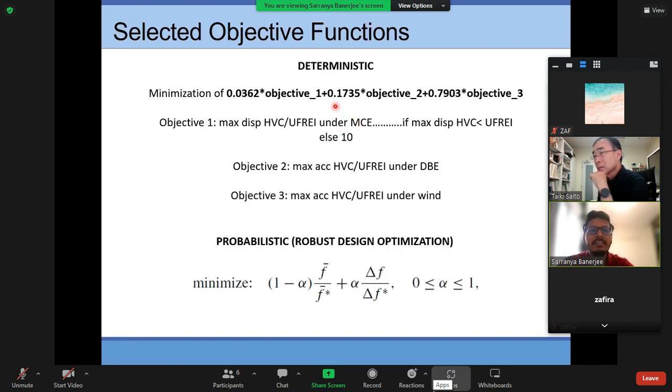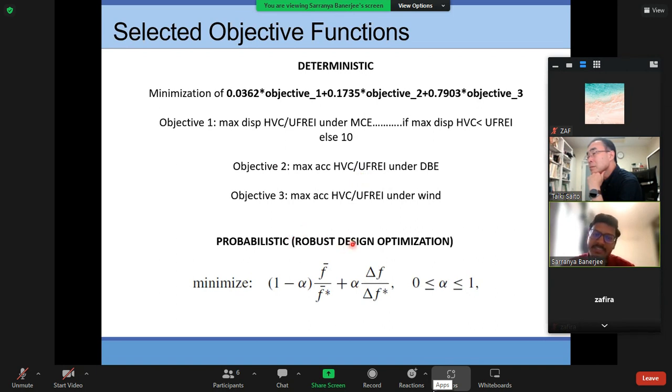So finally, the objective functions that I have selected for the deterministic study: we are reducing these 3 objectives. First is the maximum considered earthquake hazard displacement, and if it is more than the isolator's allowable, we are considering a penalty value. And second is the maximum acceleration under wind. And we are weighting the different objectives based on their frequency of occurrence for a 100-year lifetime structure.